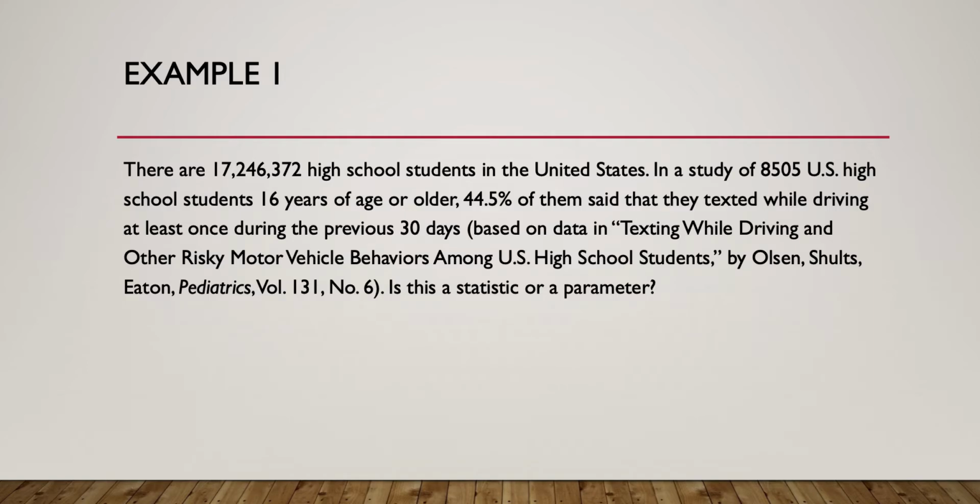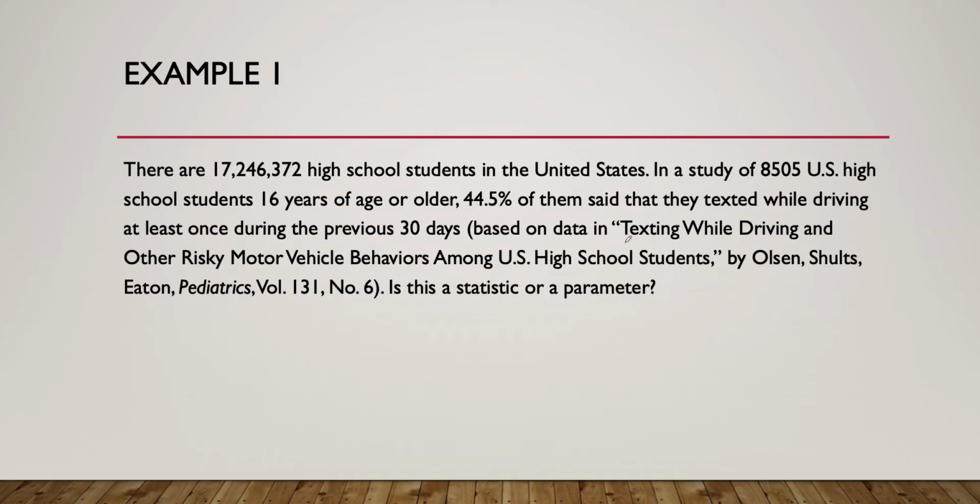An example of finding a statistic versus a parameter is this example. There are 17,246,372 high school students in the United States. In a study of 8,505 United States high school students 16 years of age or older, 44.5% of them said that they texted while driving at least once during the previous 30 days.